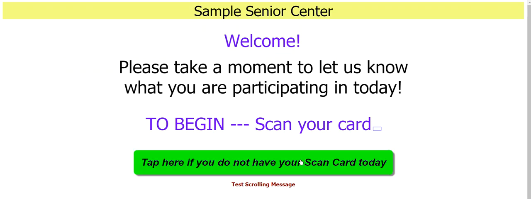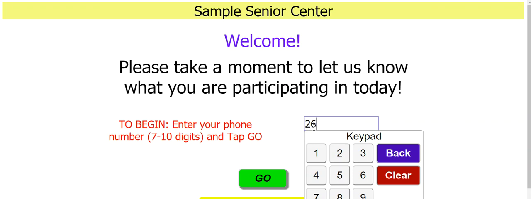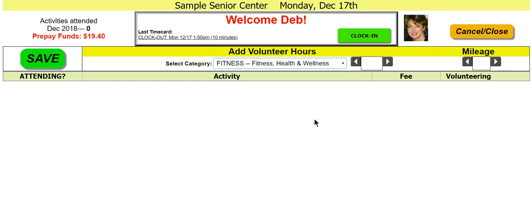At the check-in station, an individual is going to scan their card or put in their telephone number to find themselves in the system. And as that person is presented, they will now see in their welcome area some additional information. It'll show when the time card system for them was last used, and in this case, there was a clock out at 1:50 p.m. on Monday, 12/17. You'll see a green clock-in button.